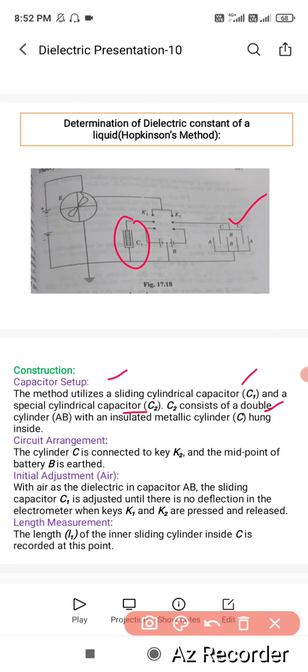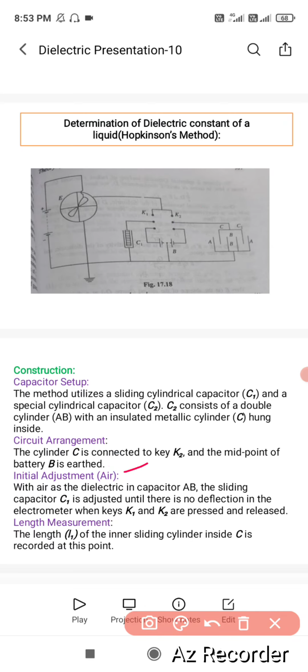C2 consists of a double cylinder A and B. An insulated metallic cylinder C is hung inside. In the circuit arrangement, the cylinder C is connected to K2, and the midpoint of the battery is earthed or grounded.